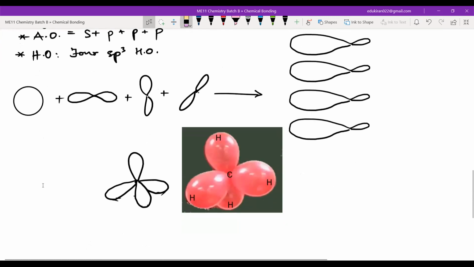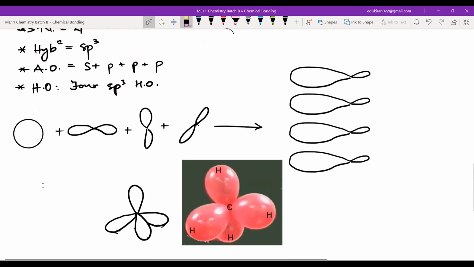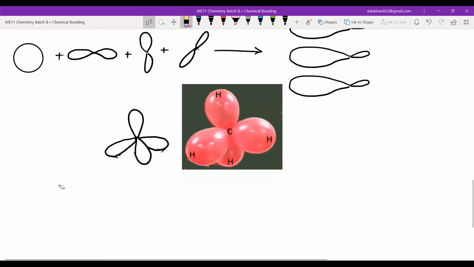Okay, now we have to look at the angles and the geometry here. The angle here is 109.5 degrees. The angle everywhere, or if you want to calculate the angle between any two of these, all of these will be 109.5.